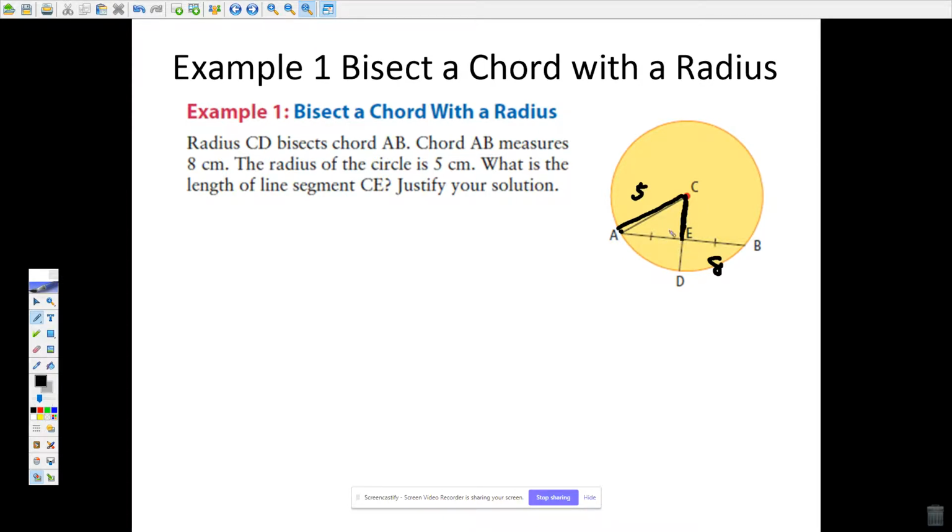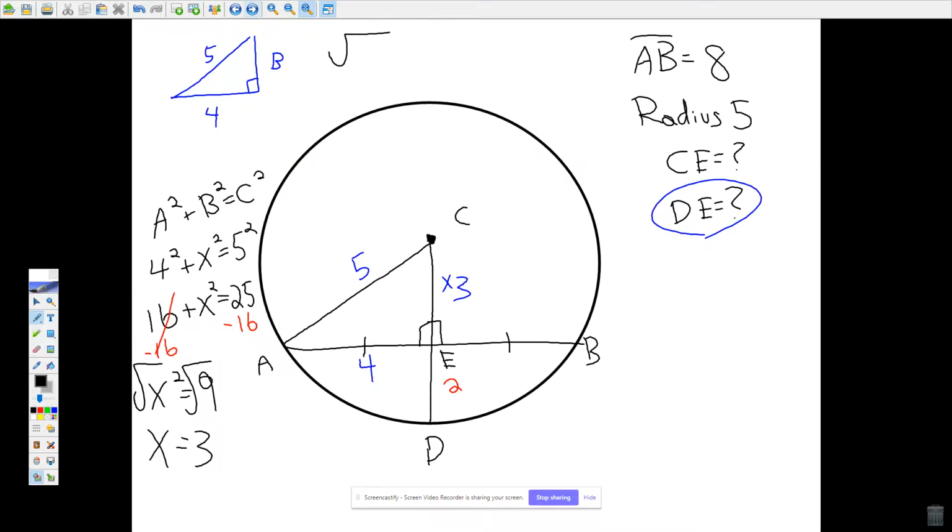Now, we could solve for CE if we knew what the length of AE was. And because this says it bisects the chord, that cuts into two equal pieces, so that means this half is 4 and that half is 4. I've got the work on the next slide here. Each half of this chord is 4 each. The radius was 5. That means we can use the Pythagorean theorem, a squared plus b squared equals c squared, to find this length right here. I did the work over here. 4 squared was 16, 5 squared was 25, minus 16 from both sides, take the square root. CE equals 3, which is the answer to our question.